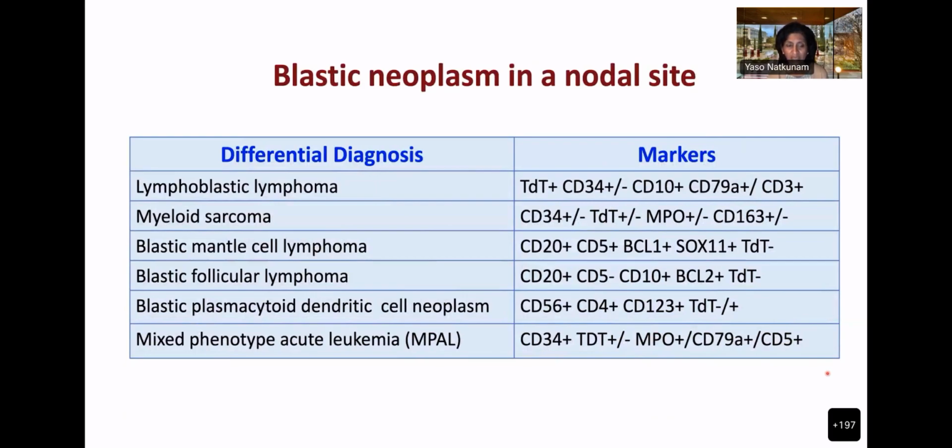This can present in the CNS. It can present as an effusion. It can be in an FNA. It can be in the bone marrow. So in many different places, AP or CP pathologists or laboratory people on a peripheral blood smear may be faced with blastic neoplasms.